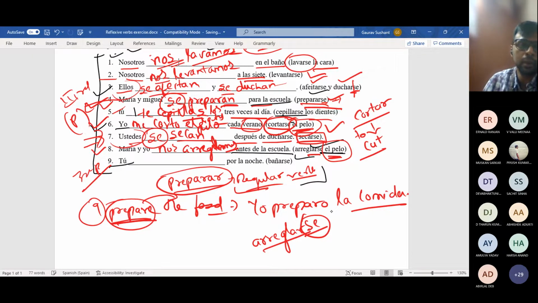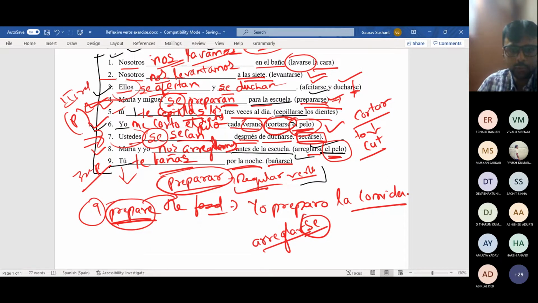And the last one, not so difficult, we have already seen this, bañarse, so many times. So it will be tú te bañas por la noche. Number 8, the meaning is Maria and I arrange ourselves before school. So antes de is before, después de is after. So antes de la escuela is before going to school. And the last one, you take a bath at night. That is what it means.